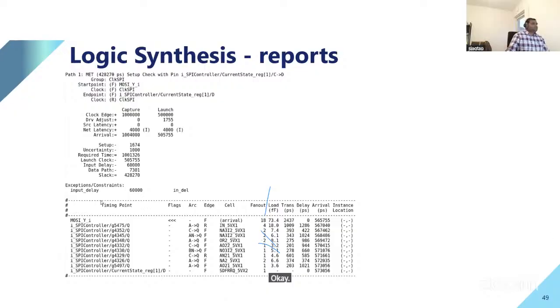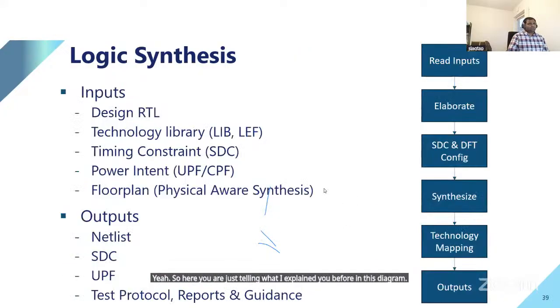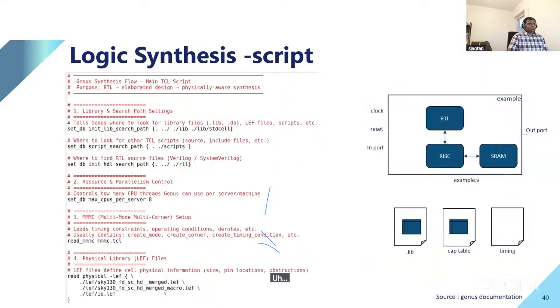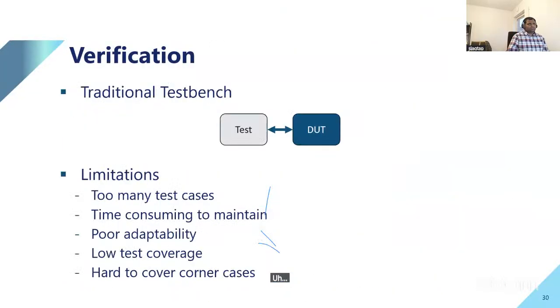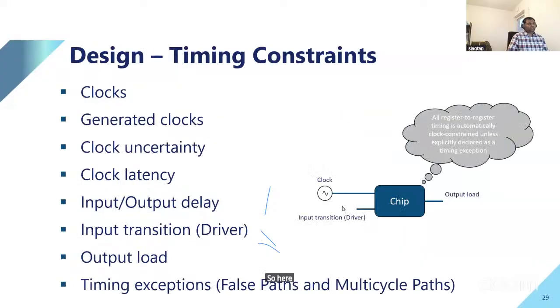Yeah. So here you are just telling what I explained to you before in this diagram. Here you are telling that I have a pin, an input delay is there, and that pin goes to some D flip-flop.